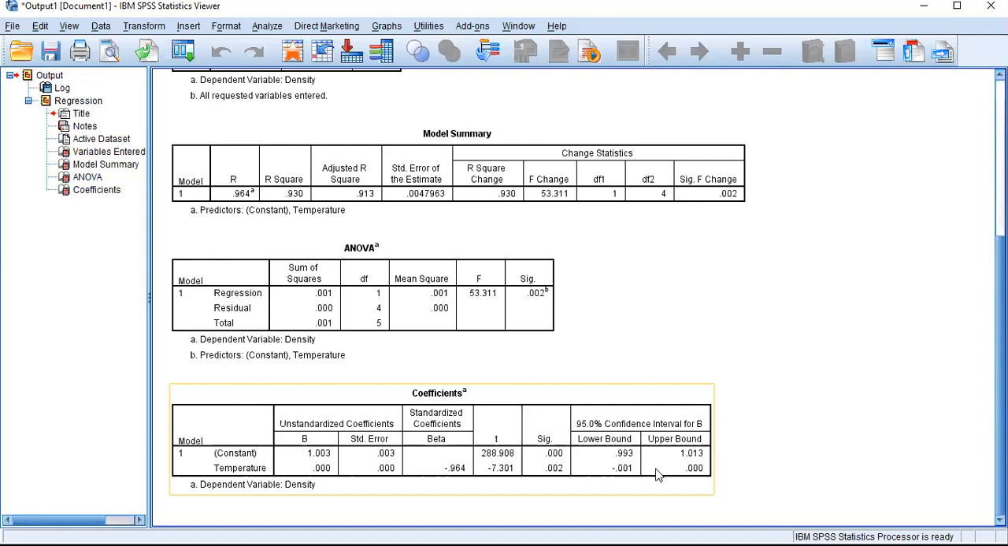So now let's write down the equation of a line. Remember, it will be y equals beta naught plus beta 1 xi. But in this case, what is our y? Our y is density, right? So in place of y, you write density, which equals our beta naught, which is our constant or our intercept. In this case, it's 1.003, right?